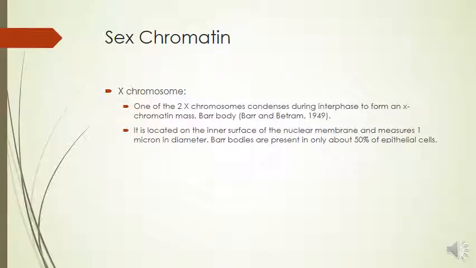If we look at the X chromosome, one of the two X chromosomes condenses during interphase to form an X chromatin mass called a Barr body in a female. Barr and Bertram in 1949 discovered this. It is located on the inner surface of the nuclear membrane and measures about 1 micron in diameter. Barr bodies are present in only about 50% of epithelial cells, and they can be seen if one does a buccal smear.